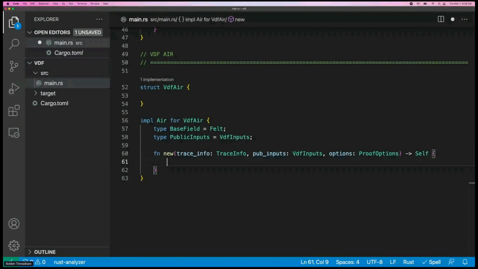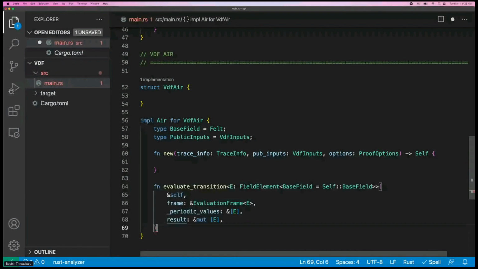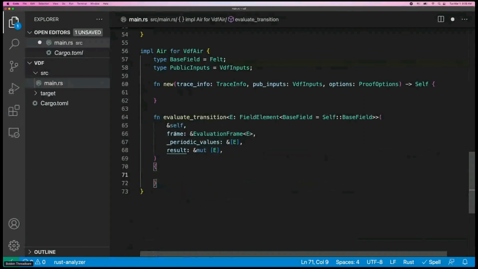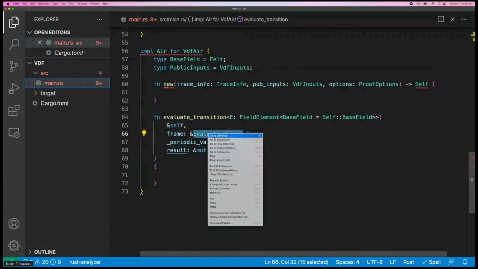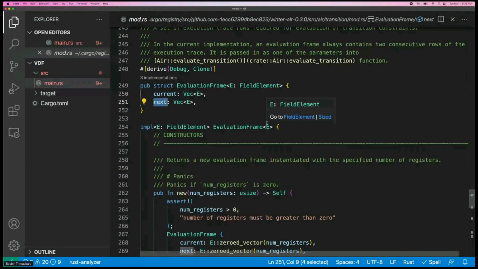Then there is another function that we want to implement. This describes how our transition constraints are going to work, and the function is called evaluate transition. This function takes something called an evaluation frame, and an evaluation frame is basically just a set of two rows: the current row and the next row. Right now, this is a limitation of Winterfell. In theory, you could have constraints that span many rows, but within Winterfell, transition constraints, at least for now, can only work with two consecutive rows of a trace.